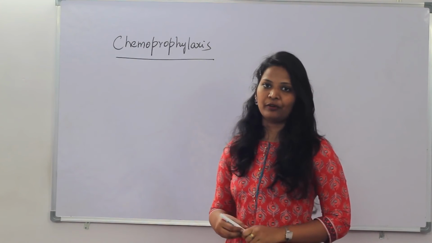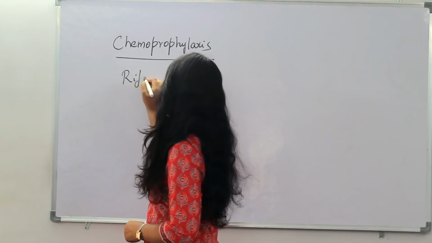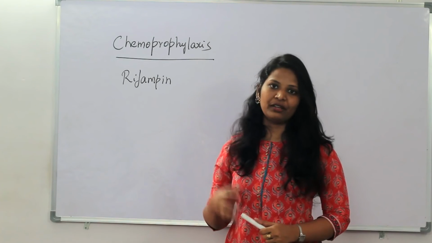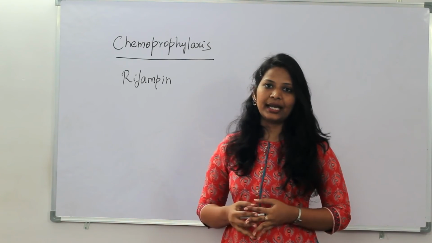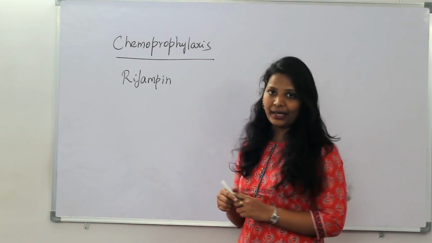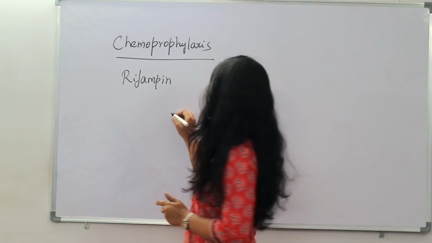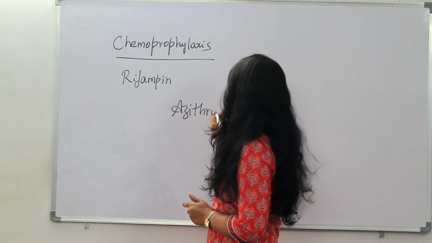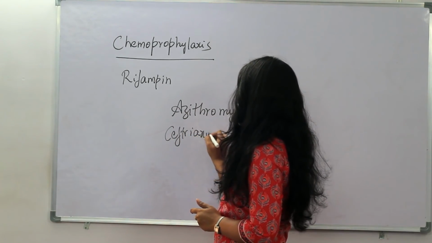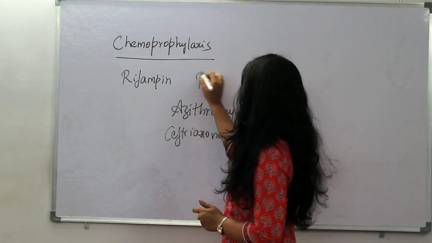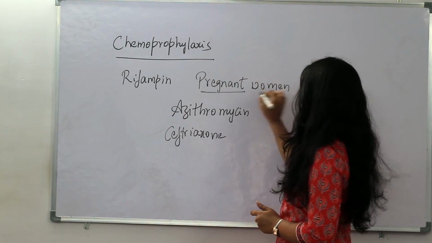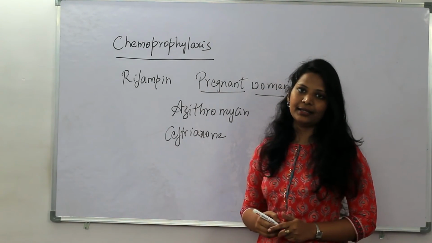The treatment of choice for chemoprophylaxis is rifampicin. Rifampicin is the medication usually given to the family members of the affected person, but rifampicin is contraindicated for pregnant women because it may cause harm to the fetus. Instead, for pregnant women, you can give a single dose of azithromycin or ceftriaxone. These are the treatment of choice for pregnant women, because rifampicin is contraindicated in pregnancy.